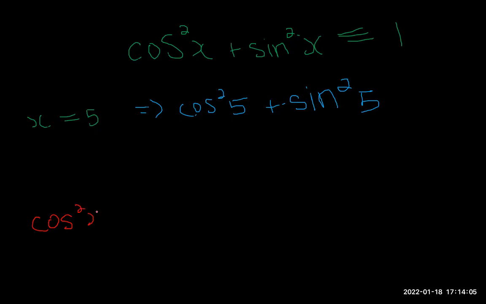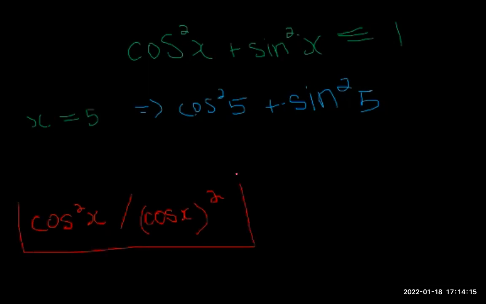This is just something for you to note. Cos squared of x is the same as saying cos of x squared. So just note that, you would need this for future purposes. So cos squared of x is the same as saying cos x squared. All right?